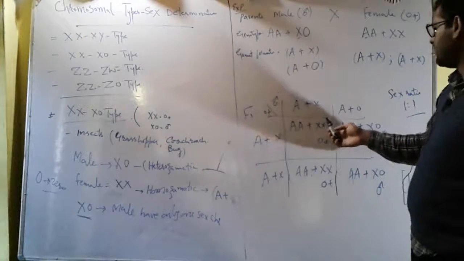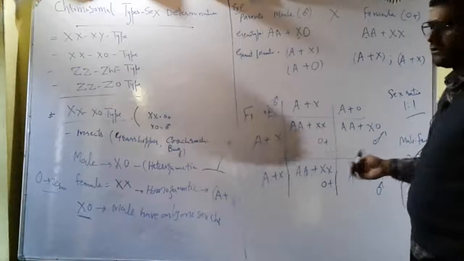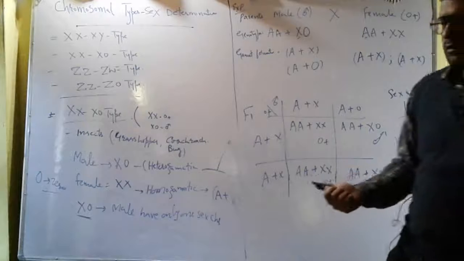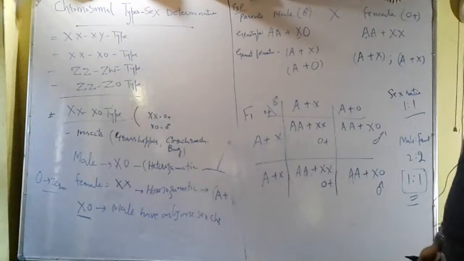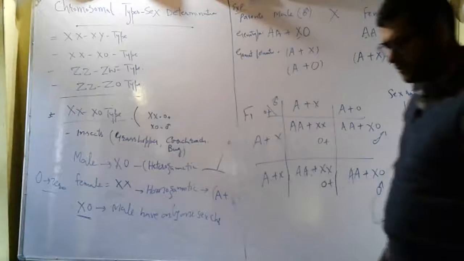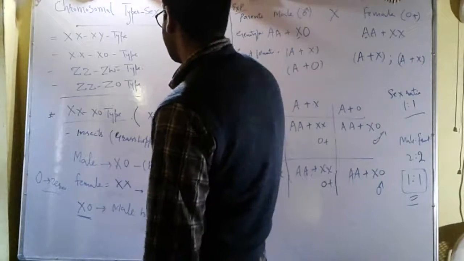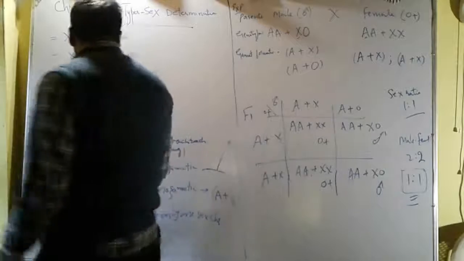Then we raised the F1 generation, and we got the sex ratio that is 1:1. So this is the mechanism of XX-X0 type of sex determination. Now we'll talk about the ZZ and ZW type of sex determination.